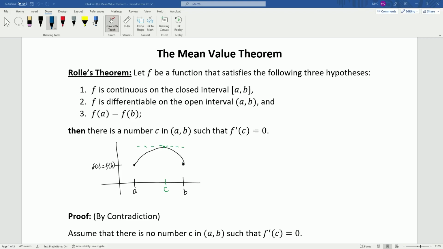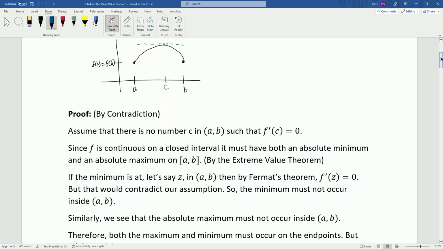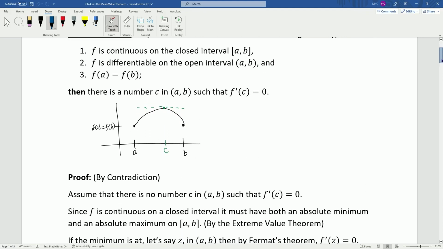Okay, so how can we actually prove this? Well, we're going to do that by contradiction. So, in other words, we're going to assume the opposite of what we want, and then show that that causes an impossible conclusion. So we're going to assume that there is no number c in the interval from a to b such that f prime of c is 0. So we're assuming all the other conditions are met, function is continuous and differentiable, but that there is no c that makes the derivative 0 in the interval.